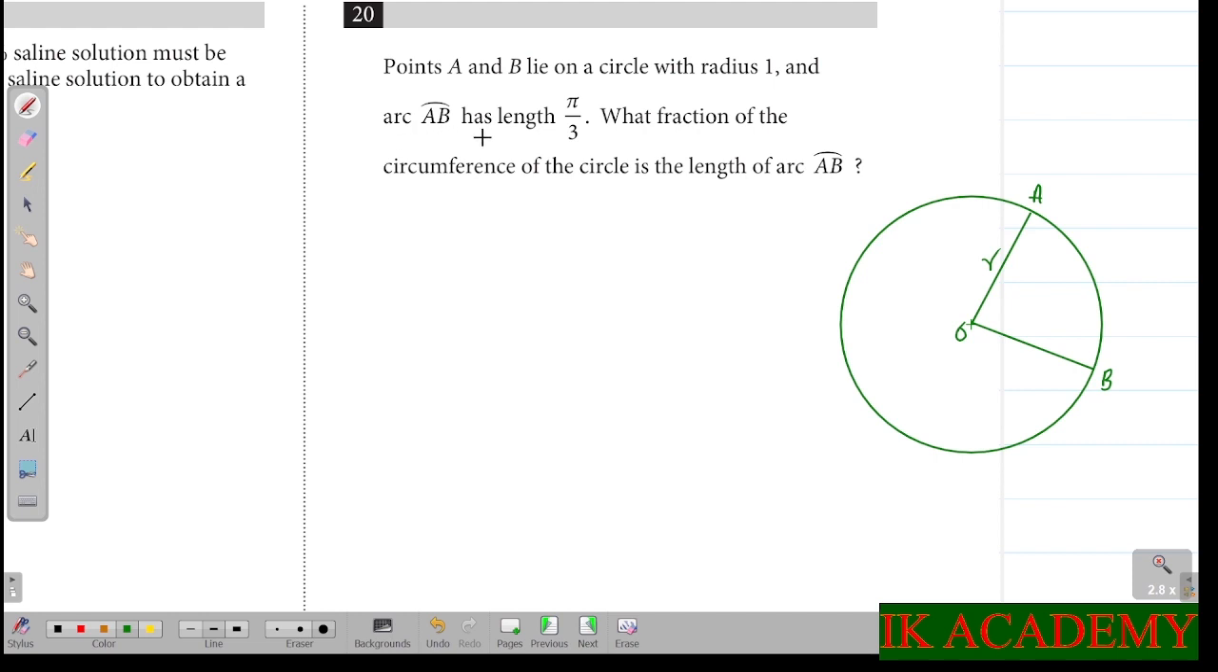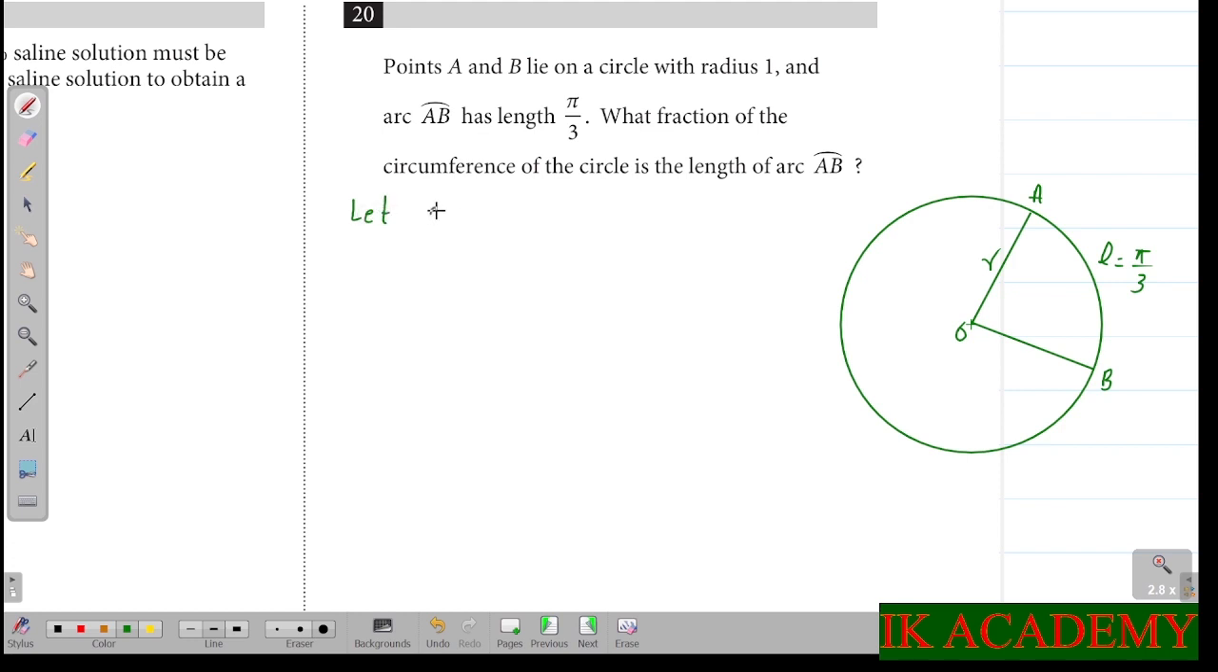And arc AB has length pi by 3. Here we have the arc AB. The length of AB, let me say L, is equal to pi by 3. What fraction of the circumference of the circle is the length of the arc AB? So we need to find the fraction of the circumference that the arc represents.